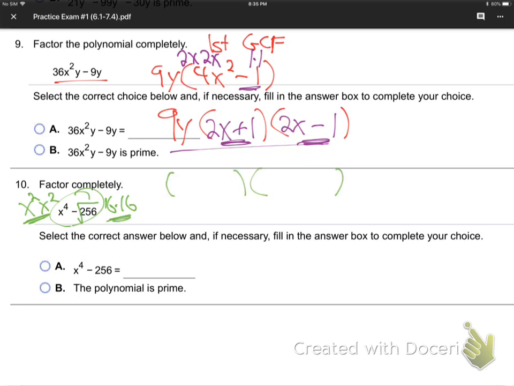You do the 2 parentheses. X squared's on the left, so they'll multiply to be x to the 4th. 16's on the right, they'll multiply to be 256. And how do you get negative 256? 1 positive, 1 negative. Now, we're not done there, because this is another double, right? This is x times x, 4 times 4. So this one breaks into 2. X is on the left, 4 is on the right. 1 positive, 1 negative to make negative 16x squared. So this one breaks into these 2.